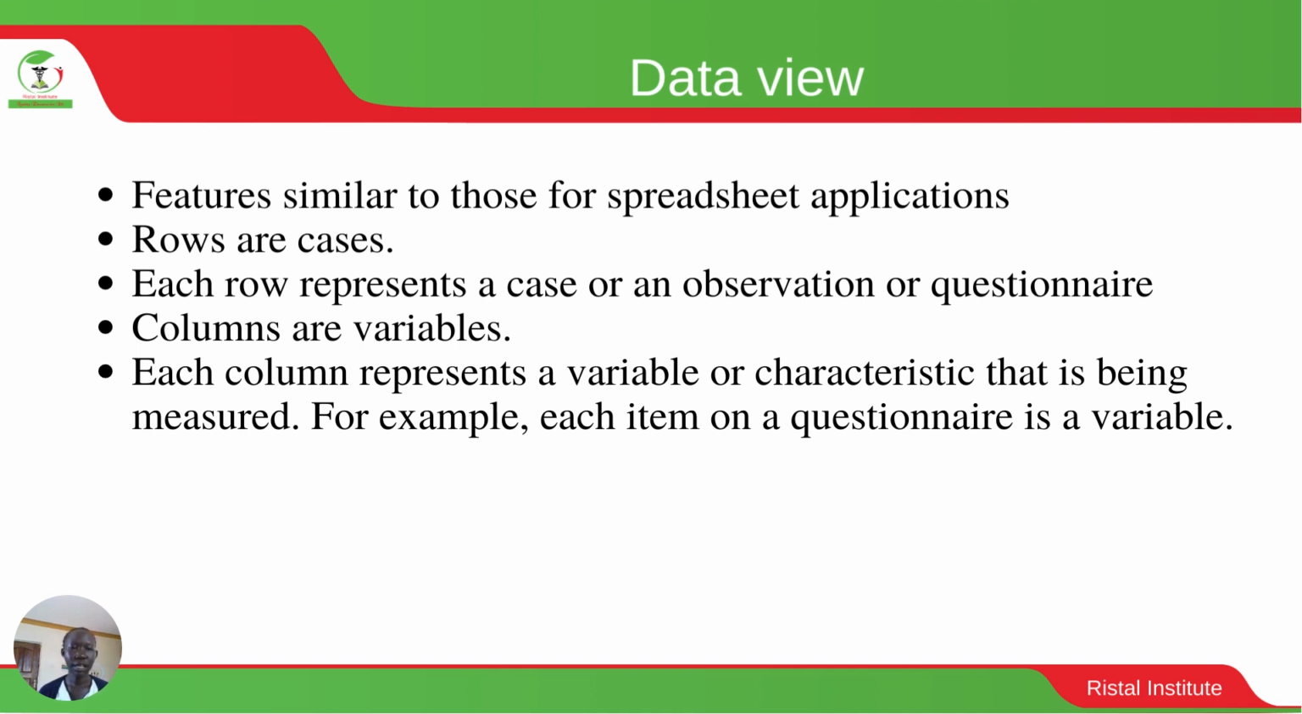The rows are the cases, and each row represents a case or an observation or a questionnaire. The columns are the variables. Everywhere in all that I've been talking about, you've noticed that all the variables are always on the column, and then the cases are on the rows. So each column represents a variable or a characteristic that is being measured. For example, each item in the questionnaire is a variable.